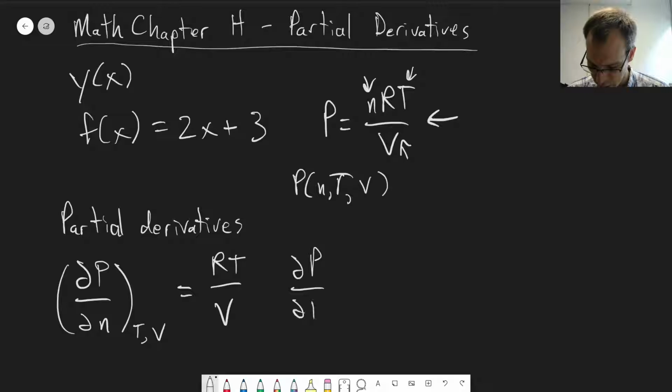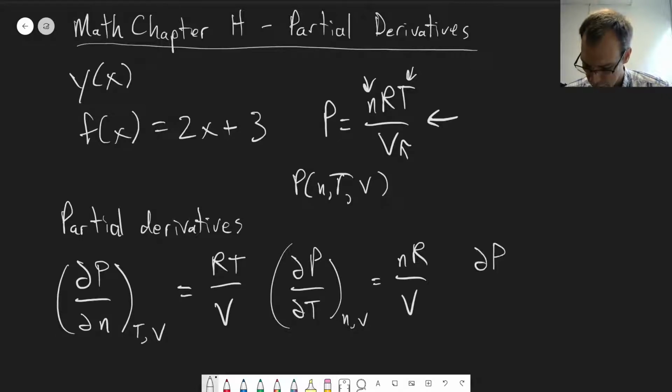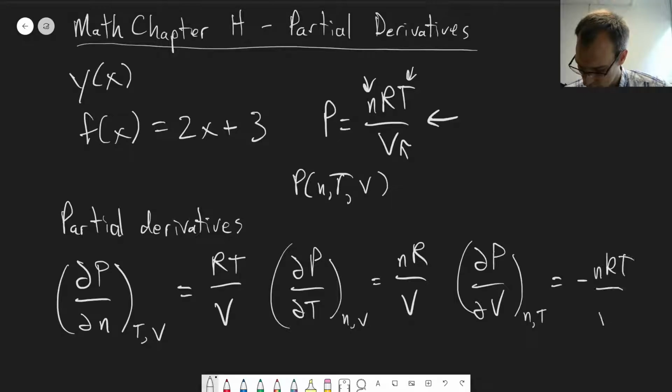Let's say we want to look at ∂P/∂T, holding n and V constant. That one's going to be pretty straightforward. That's nR over V, because n and V are constant. And then we can also look at ∂P/∂V at constant n and T. Now we have a 1 over V situation, so we'll get minus nRT over V squared. Right, we can treat this as V to the minus 1.